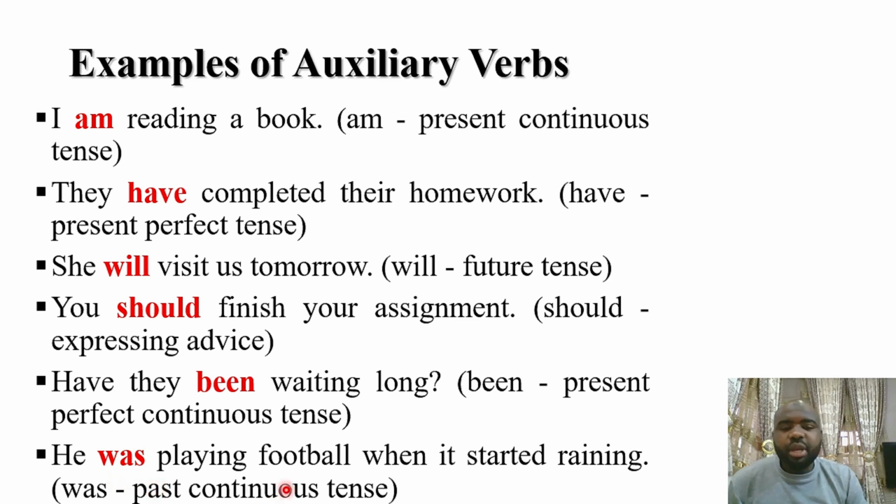He was playing football when it started raining. So you see, past continuous tense. He was playing football. The verb shows that something happened in the past but continued to happen up to a particular point in time in the past. That is why it is past continuous tense. We'll understand more on tenses when we come to discuss tenses in future videos.